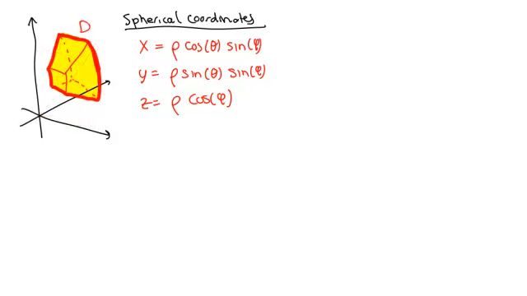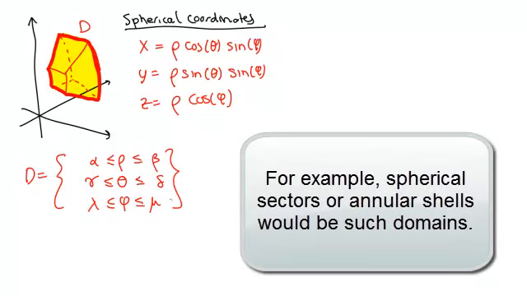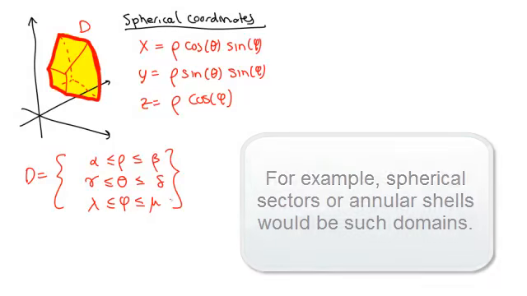So imagine that you had some kind of a domain that could be well described in polar coordinates. Say a domain that looked like this. The radial distance always stayed between some value alpha and beta, the theta value always stayed between a number gamma and a number delta, and the phi value always stayed between, say, lambda and mu. So you had a domain that could be really simply described in terms of spherical coordinates.